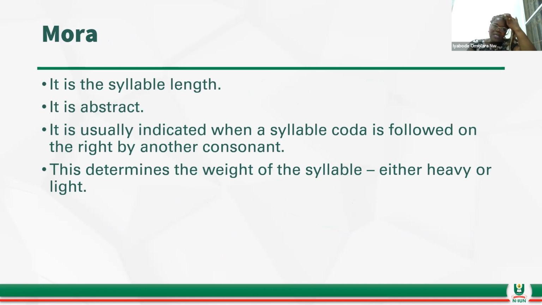Now, there's another element that optimality theory also tries to look at: the mora. The mora is the syllable weight, it is abstract, and it is usually indicated when the syllable coda is followed on the right by another consonant. It is about the weight of a syllable, whether it is heavy or light. When consonants follow one another on the right-hand side, you tend to have a mora.